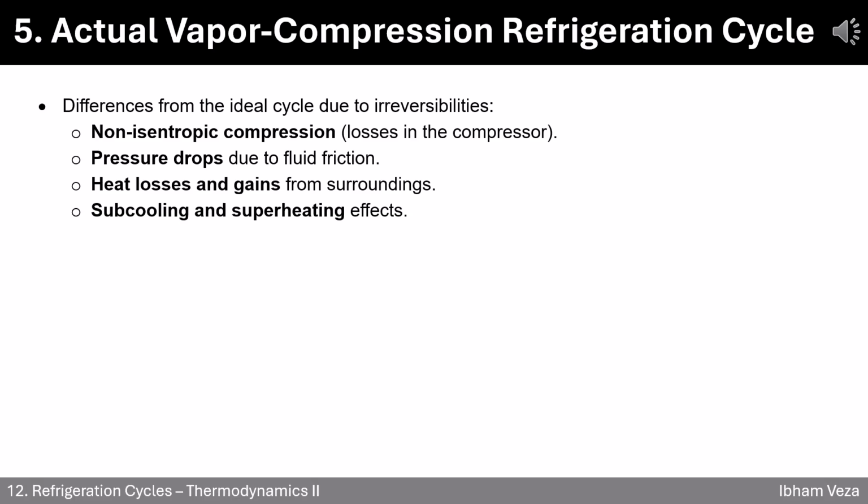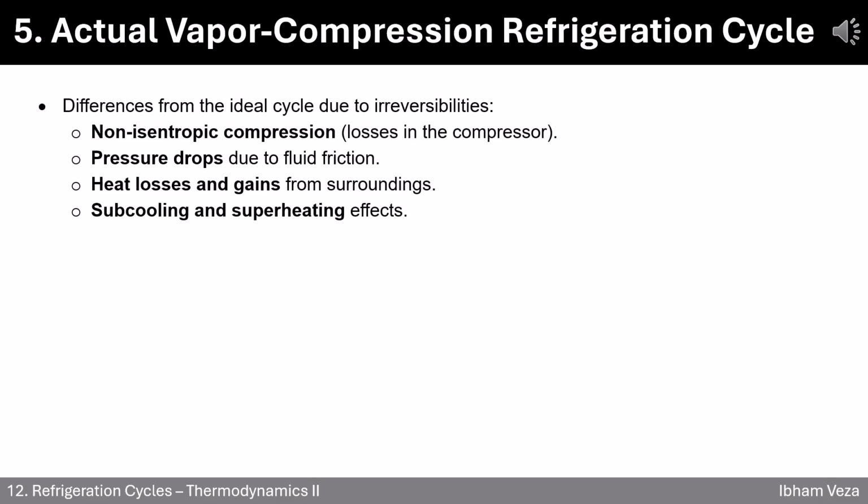Textbooks love to show ideal cycles, but real-world refrigeration is messier. Machines aren't perfect, and irreversibilities make sure of that. In real systems, compression isn't isentropic. You lose extra energy in the compressor. Pressure drops happen as refrigerant flows through pipes and valves.